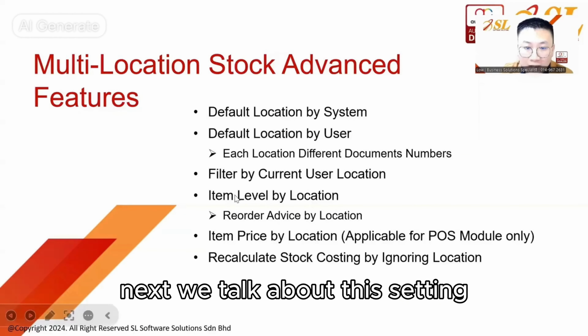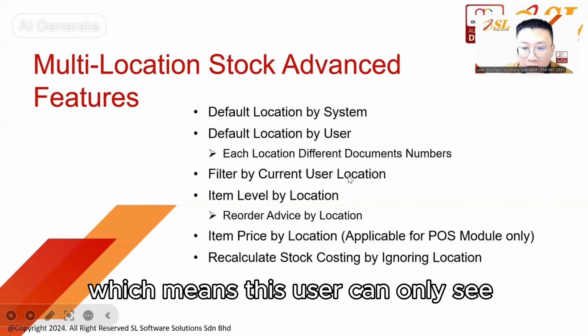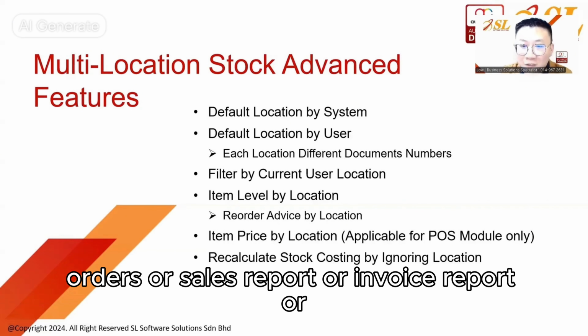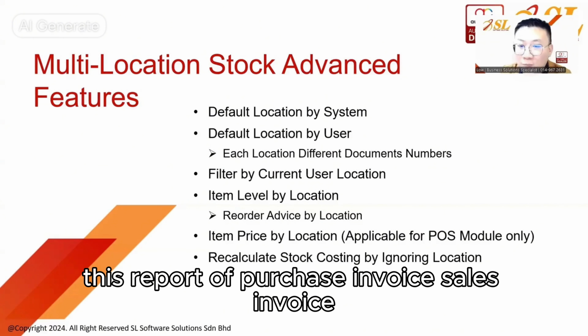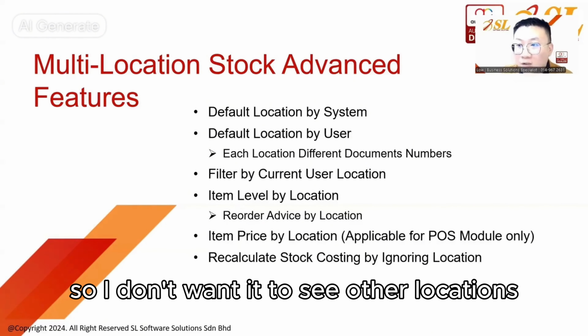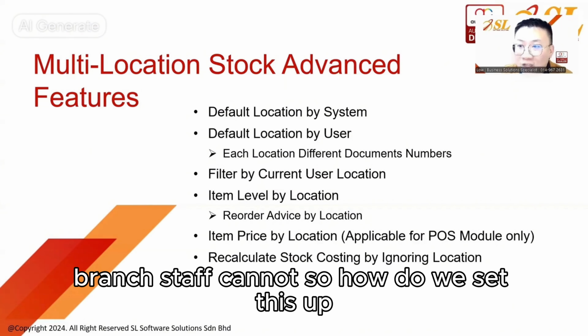Next, we talk about this setting. Filter by current user location means this user can only see their own default location's orders, sales report, invoice report, purchase invoice, sales invoice reports. So it can only see its own location. I don't want it to see other locations. But admin or HQ staff can see all locations. Branch staff cannot. So how do we set this up?